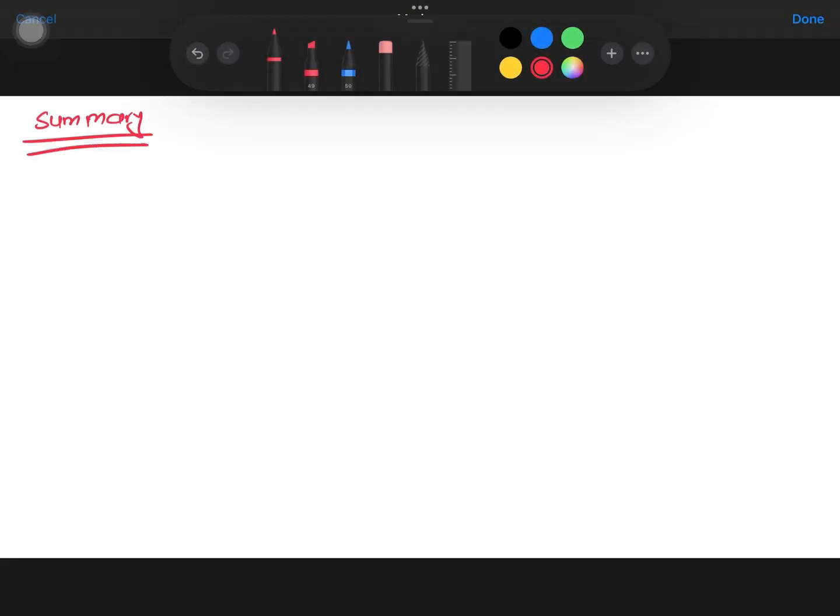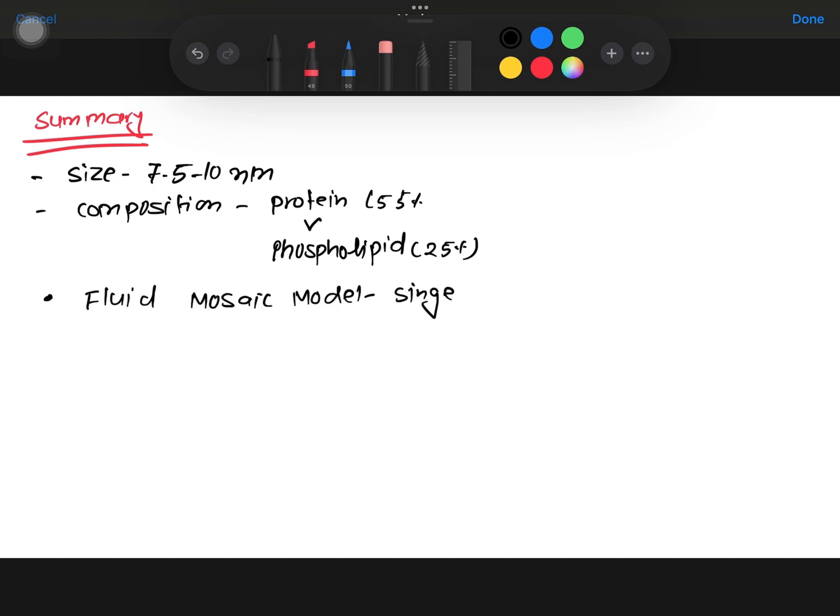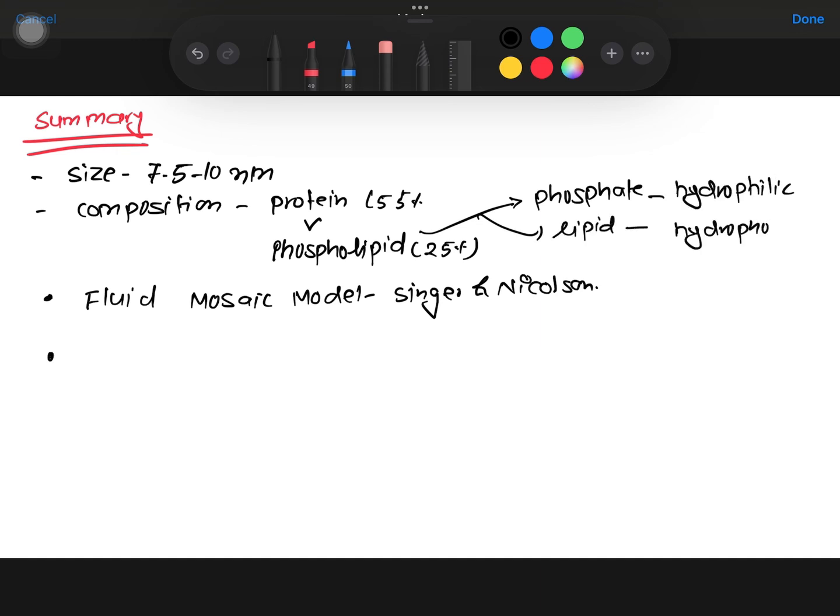And the summary: the size of the cell membrane varies from 7.5 to 10 nanometer, and in composition it is majorly made up of protein, that is 55%, and then second most common is lipid, among which phospholipid is most common, 25%. And the fluid mosaic model of cell membrane is given by Singer and Nicholson. And phospholipid has two parts, one is phosphate and another is lipid. Phosphate is hydrophilic in nature and lipid part is hydrophobic in nature.